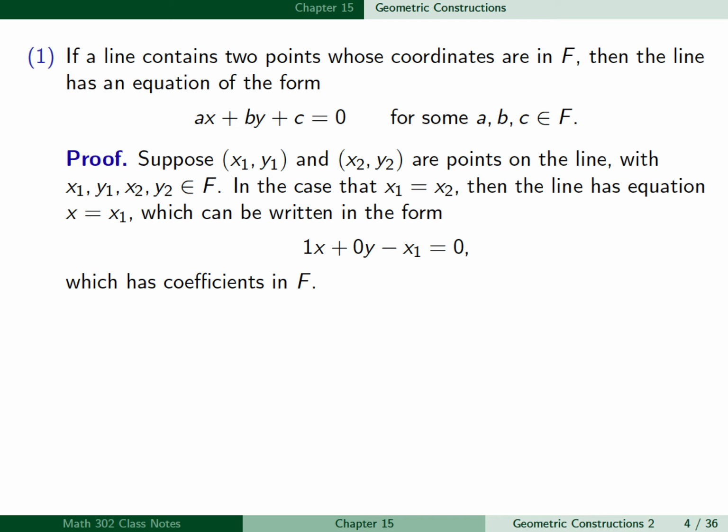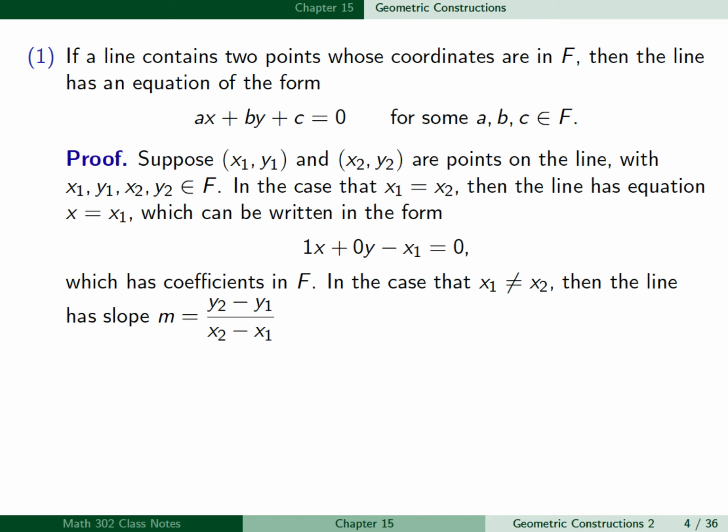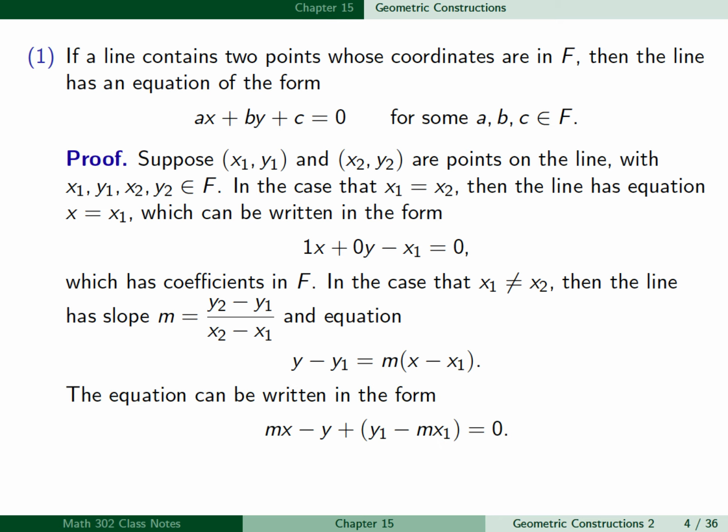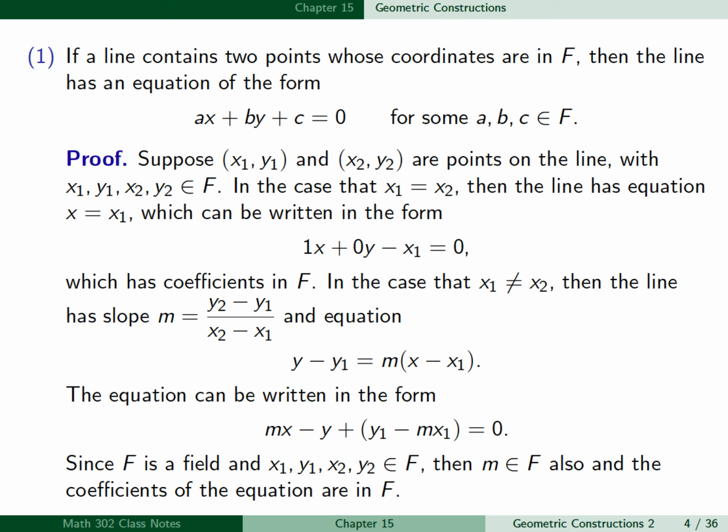So the result holds. Now in the case that x1 is not equal to x2, then the line has slope m equal to (y2 minus y1) over (x2 minus x1), and the equation, using the point-slope formula, will be y minus y1 equals m times the quantity x minus x1. The equation can be written in the form m times x minus y plus the quantity (y1 minus m times x1) equals 0. Since F is a field and the coordinates x1, y1, x2, y2 all belong to F, the slope m also belongs to F, and the coefficients of the equation are in F. And so this proves part 1 of the lemma.